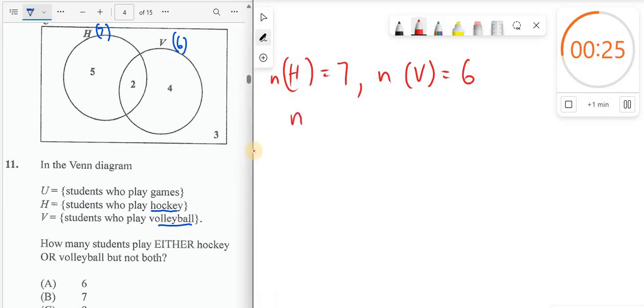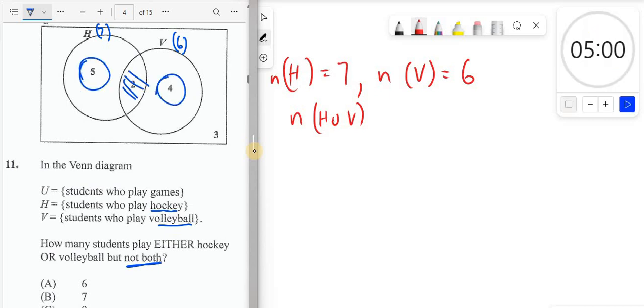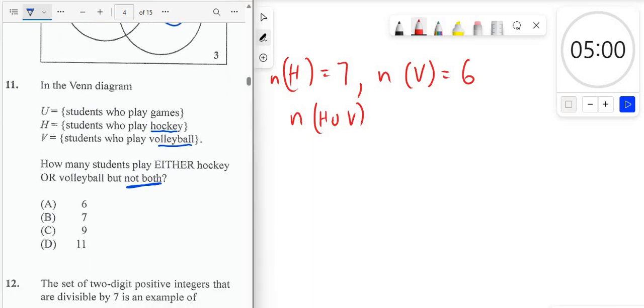Now, the number of elements in H union V really means the number of elements in H or V or both. I want you to understand what this is saying: H or V or both. But this is saying we don't want both, so we have to take out this. So our answer is going to be just the 5 plus the 4, which is 9. So our solution is really C.